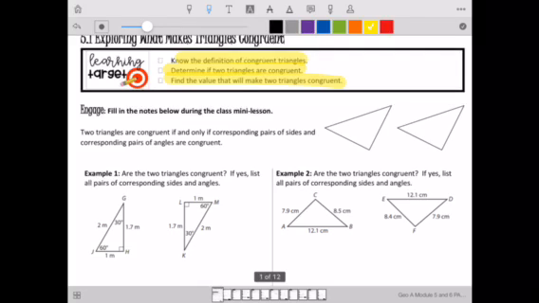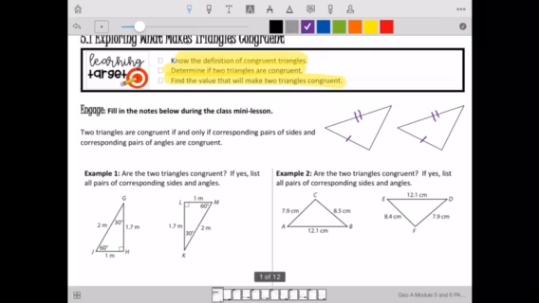So the first thing that we have here is the definition of congruent triangles. Two triangles are congruent if and only if corresponding pairs of sides and corresponding pairs of angles are congruent. So in the picture off to the side, we're going to add some labels. For these two triangles to be congruent, each pair of corresponding sides needs to be congruent.